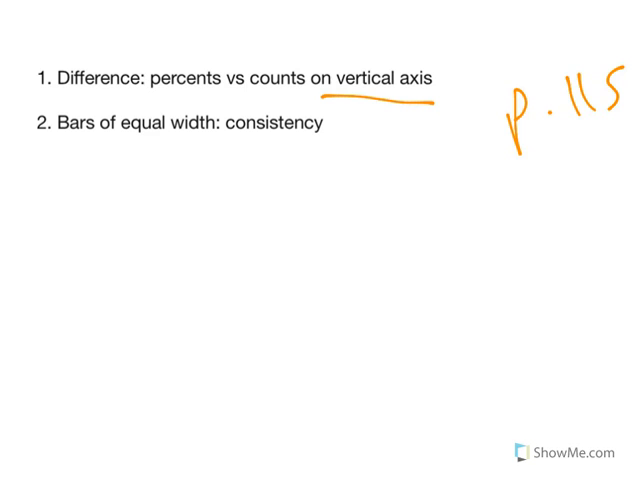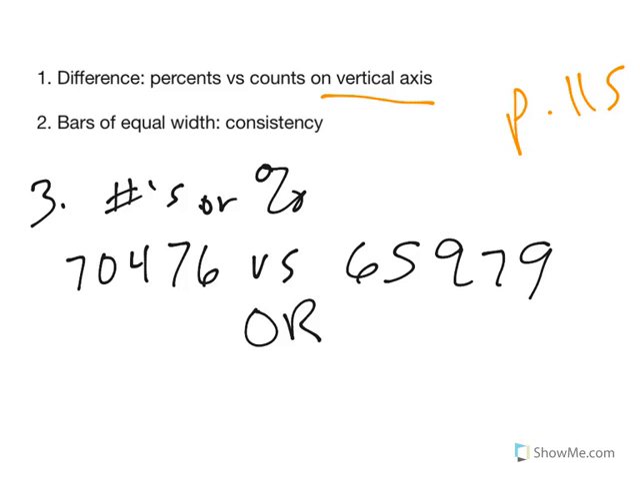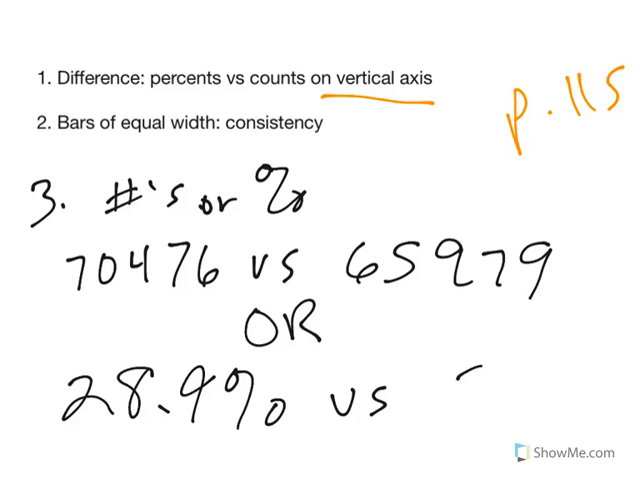of equal width. And number 3, the difference between high school grad and some college, there's a little bit, and if you want to quantify it, you can use numbers or you can use percents. The numbers, 70,476 compared to the 65,979, or you can use the percent and say it's 28.9% compared to the 27%. So remember, the word quantify means numbers.